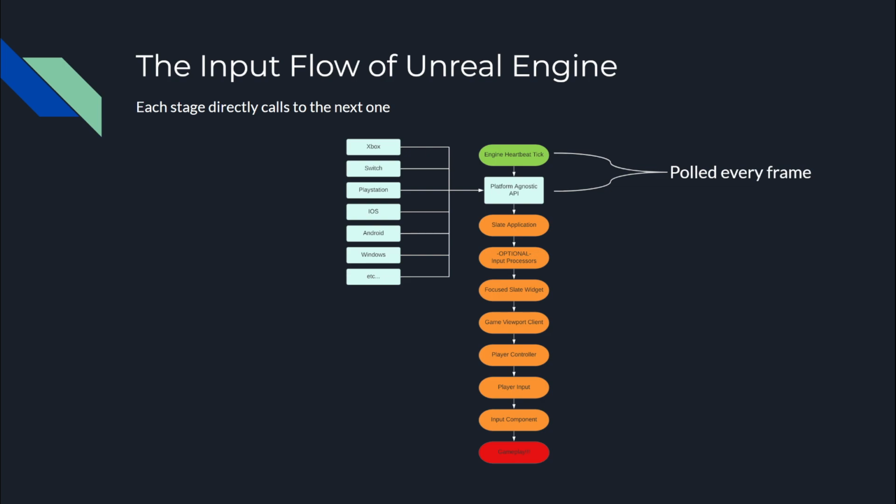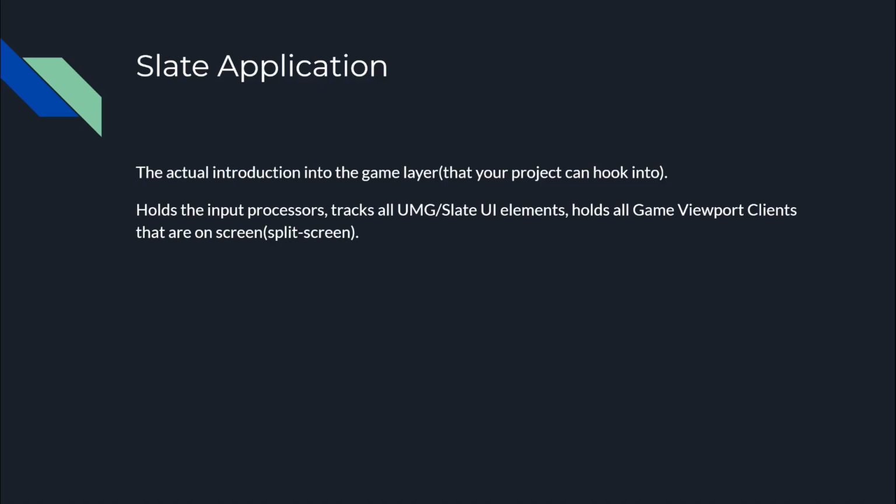And from there it goes to the player input, and then from there it goes to the input component, and then from there, if you've followed any Unreal Engine documentation on just binding inputs, that's the point where your pawn is getting those inputs and able to do fun gameplay things. So, next page. So the Slate application.